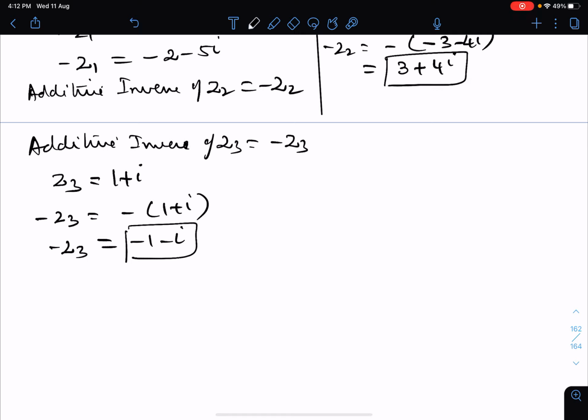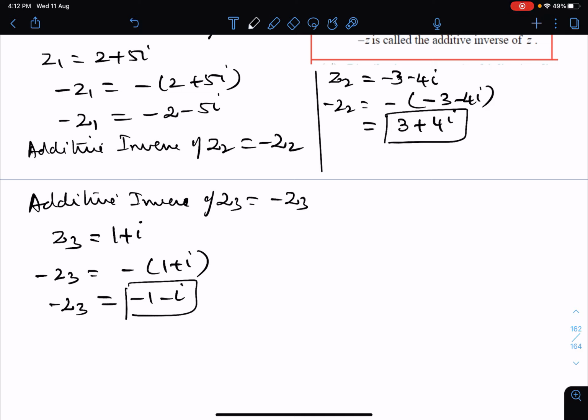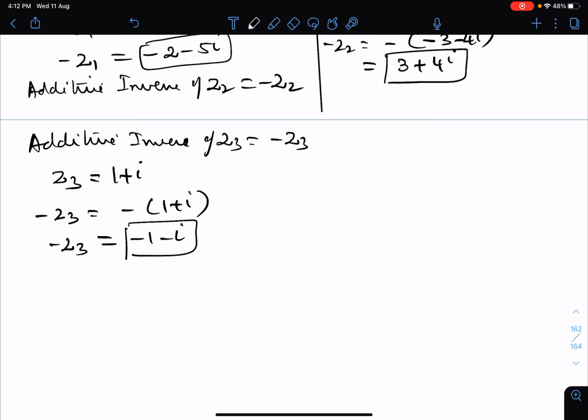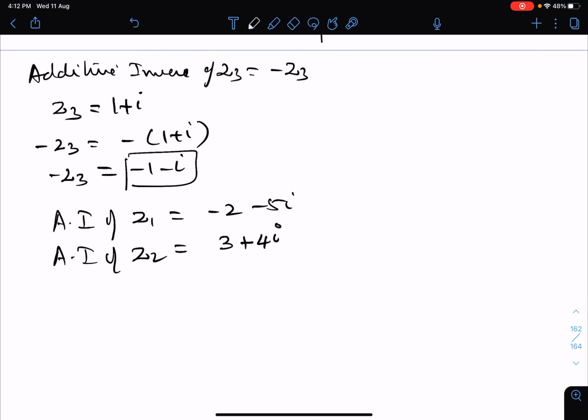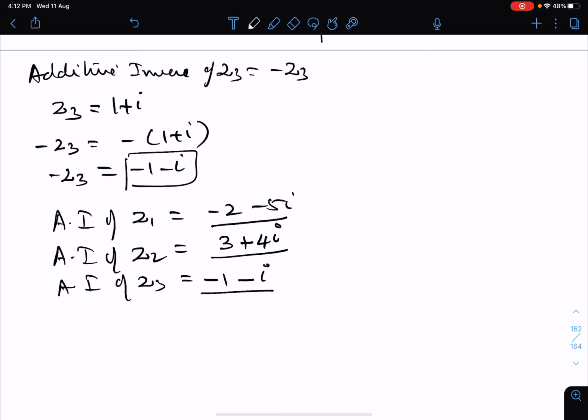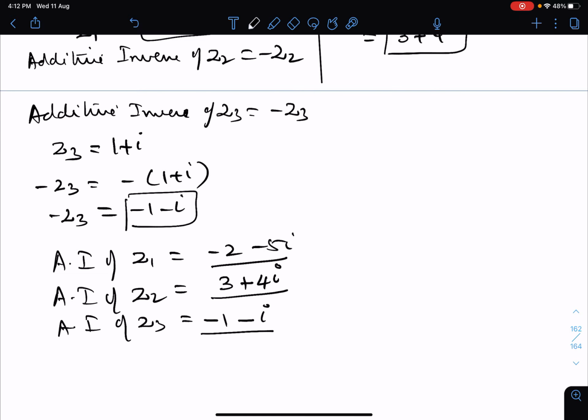So these are the 3 answers for the additive inverse of Z1, Z2 and Z3. You can write the answer: additive inverse of Z1 equal to minus 2 minus 5i, additive inverse of Z2 equal to 3 plus 4i, and additive inverse of Z3 equal to minus 1 minus i. Okay, this is our final answer. Always write the answer separately for each question.